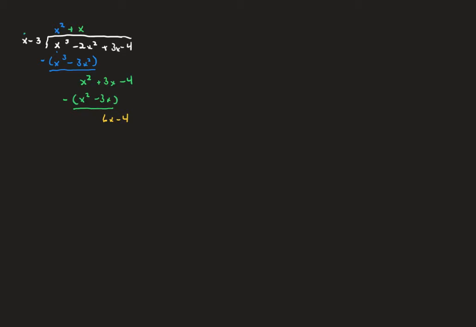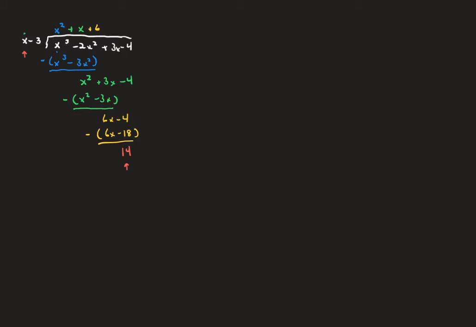So now we ask ourselves, what times x will be 6x, and that's going to be a plus 6. And so the 6 times the x will be 6x. The 6 times the negative 3 is going to be a minus 18. We remember that we're subtracting this quantity, so the 6x minus 6x disappears, and we're going to get negative 4 minus the negative 18 makes that a plus 18, and so negative 4 plus 18 is going to be 14. Now, once our remainder is a degree smaller than the divisor, that's how we know that we're finished.